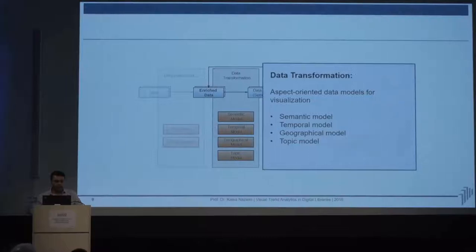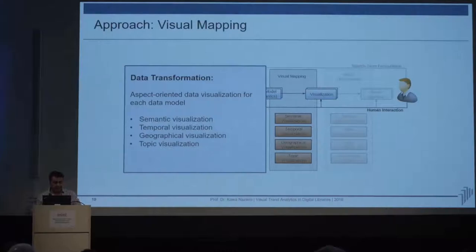Then we are transforming the data. We have aspect-oriented data models for each case. Aspect-oriented means that you have a semantic model that shows you the semantic relationships, for example co-author relations or citation graphs. We have the temporal models that show you the temporal spread of publications, a geographical model, and of course topic models that were generated or extracted from the data. And on the visualization side you have exactly the same kind of data. You're mapping the data to visual structures and trying to find the best fitting interactive visual representation for that kind of data.